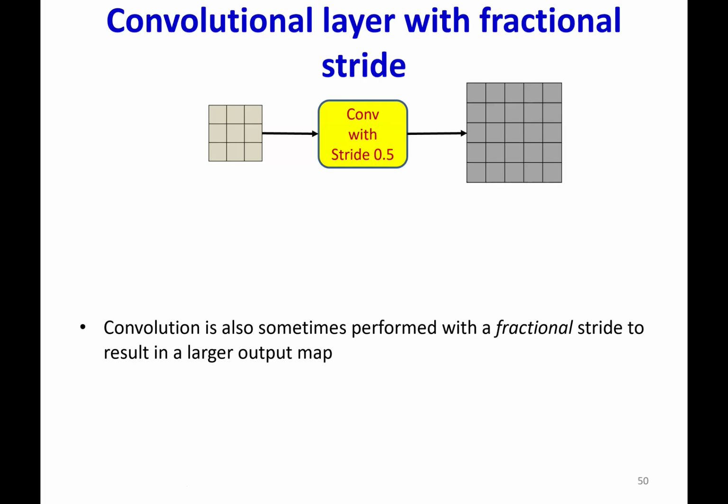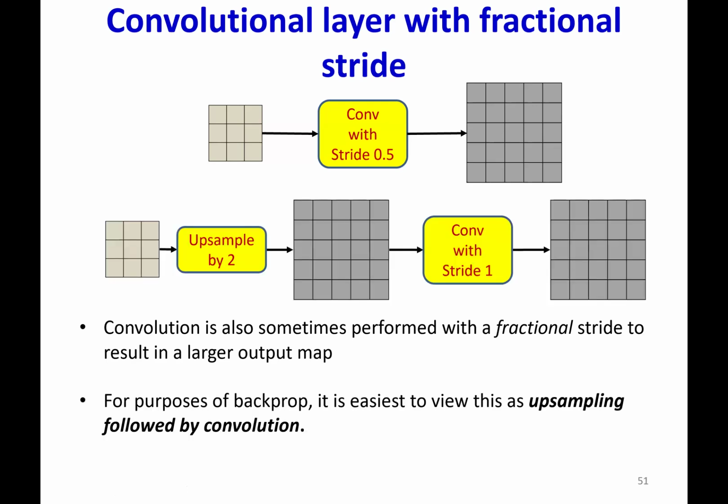It's going to be upsampling followed by convolution, correct? It's not convolution followed by upsampling. This is going to be upsampling followed by convolution. And once you realize that convolution with a fractional stride is the same as upsampling followed by convolution, then you can separate the operation out.